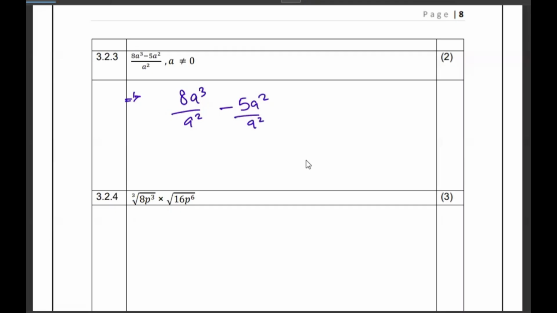We know that when dividing exponents, you must subtract. Okay, so that's going to be 8 with a. We have 2 a's down, we have 3 a's up. Cancel out the 2. Minus this a squared cancels the a squared, and then we have just the 5 left.